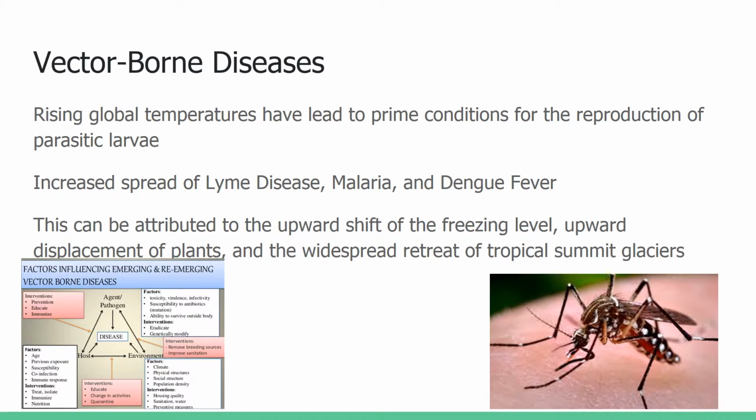Due to the increase in temperature and the rise in amount of vectors across the globe, there have been substantial increases in the spread of diseases such as malaria, Lyme disease, and dengue fever.